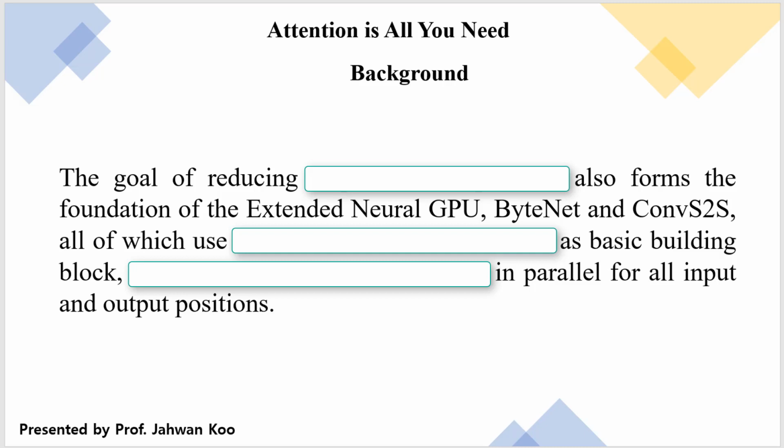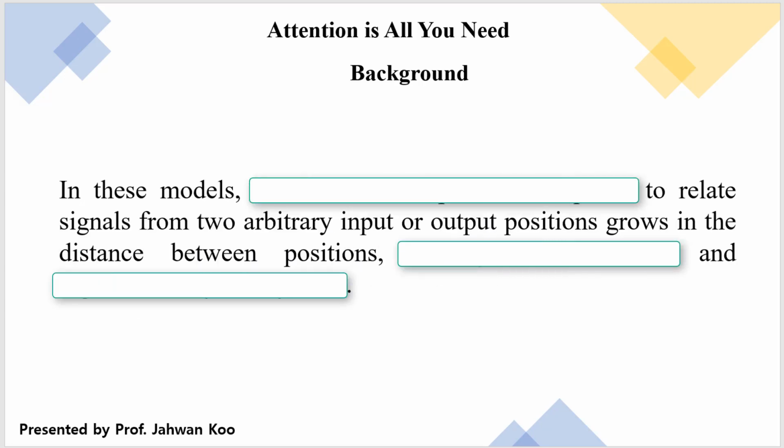Attention is all you need. Background. The goal of reducing sequential computation also forms the foundation of the Extended Neural GPU, ByteNet and ConvS2S, all of which use convolutional neural networks as basic building block, computing hidden representations in parallel for all input and output positions. In these models, the number of operations required to relate signals from two arbitrary input or output positions grows in the distance between positions, linearly for ConvS2S and logarithmically for ByteNet.